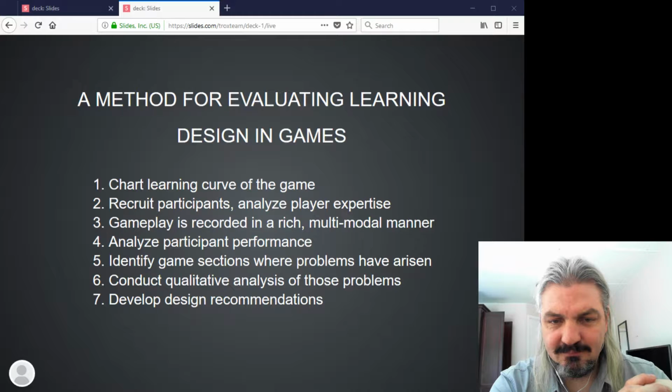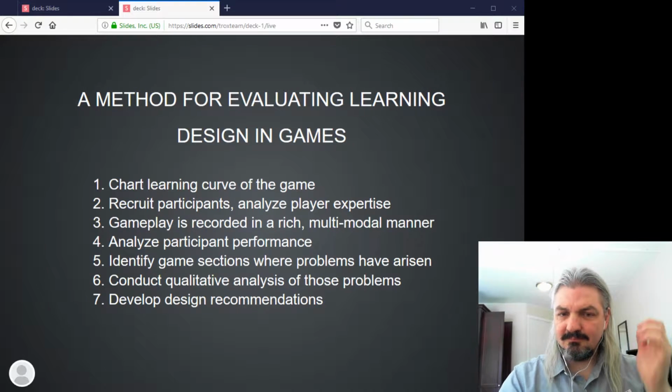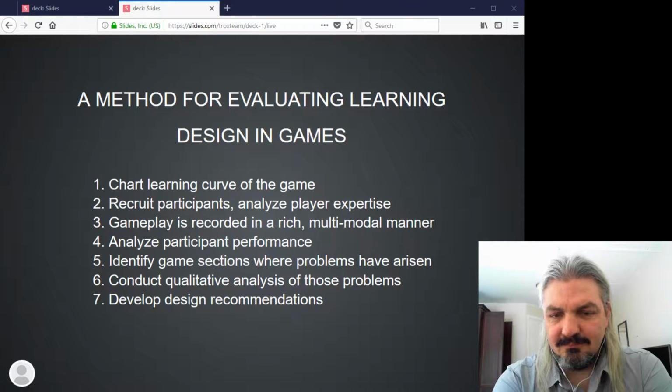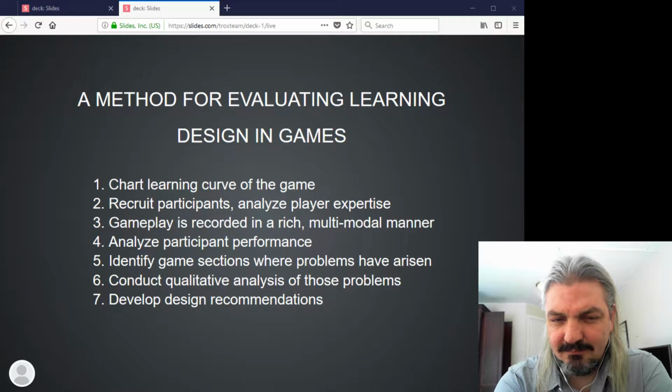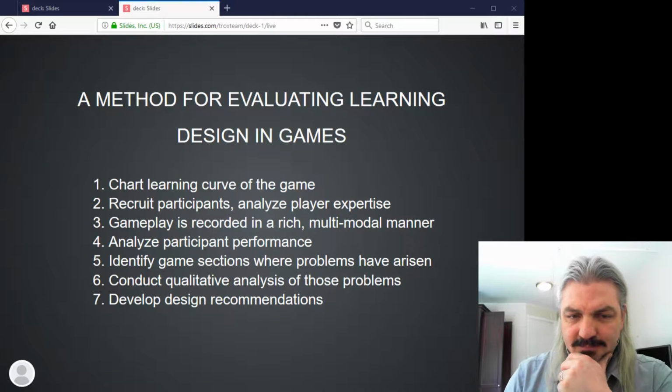Then you'll have to analyze the participant performance of the individual participants and use that to identify game sections where problems have arisen. And then you have to do qualitative analysis on those problems. And the last step is to develop design recommendations based on your analysis.